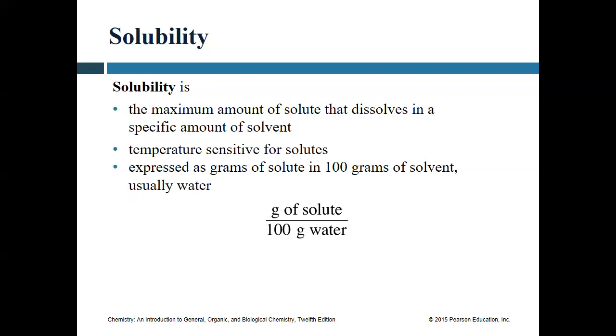We can express solubility in terms of grams per 100. Grams per 100 grams of water is usually the definer. Sometimes we'll see this as grams per 100 milliliters instead. For water, it really doesn't matter because of the density of water being 1.